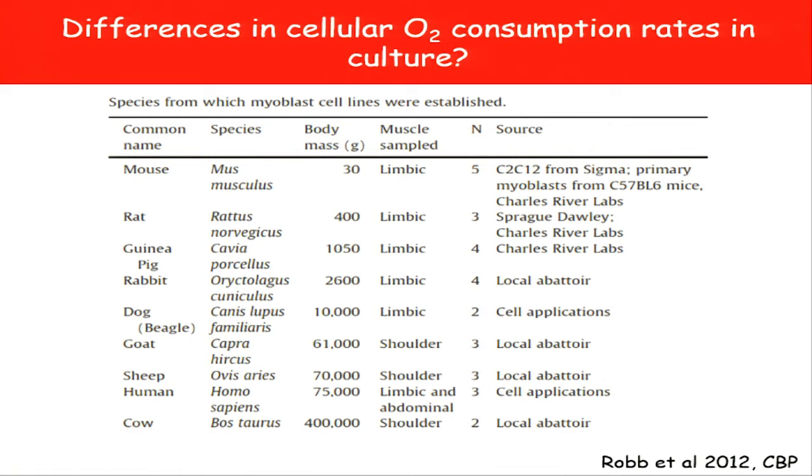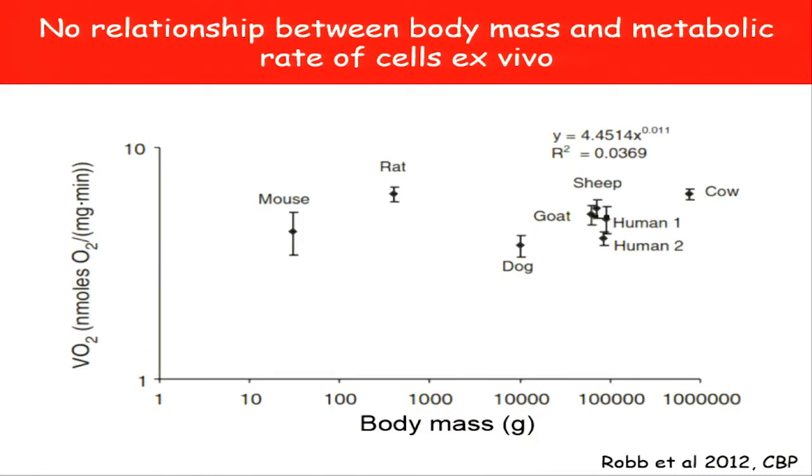with about 10 different species, and then we did a whole lot of work, and I'm just going to show this one summary graph here, a whole lot of work to characterize their metabolic profile, I suppose, in culture. And what we found is, in fact, there was no allometric scaling.